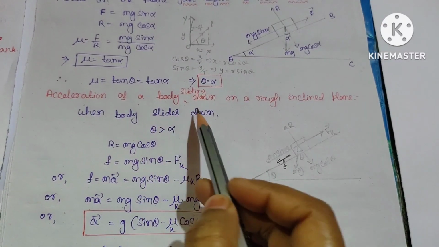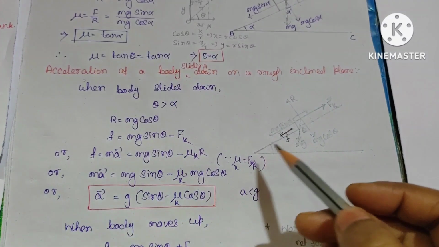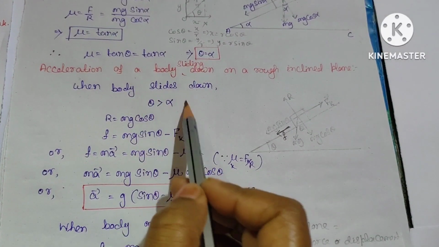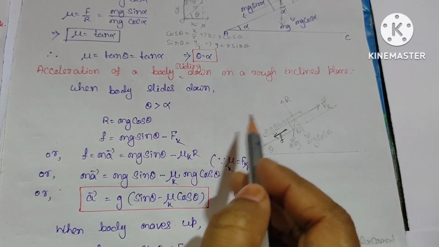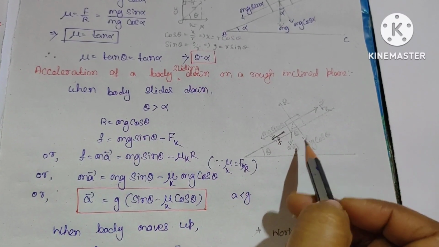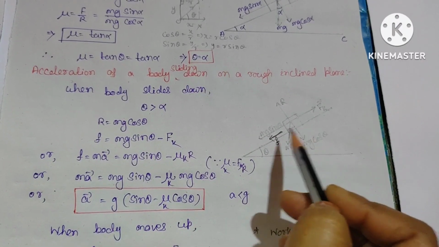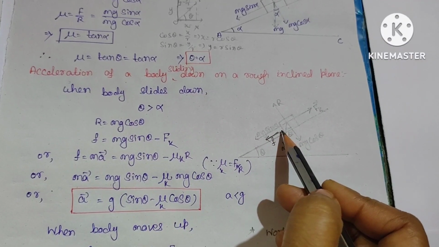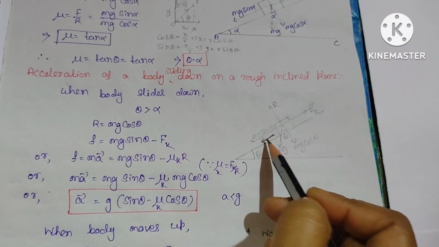What is the acceleration of a body when sliding down on a rough inclined plane? When the body slides down, it means the case is when theta is greater than alpha. Whether the body slides down or moves up, in that case we can say that theta is greater than alpha. Here you can see that R, the reaction force, is equal to mg cosine theta, and this is the force by which the body is sliding down. So this force is mass into acceleration.